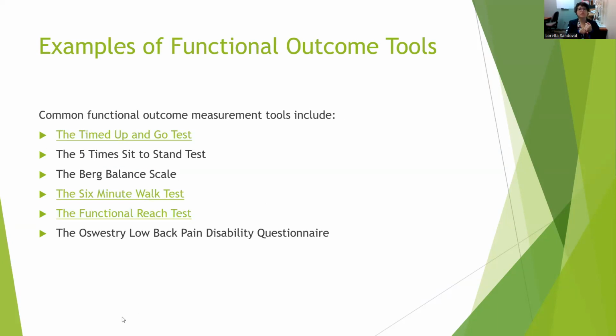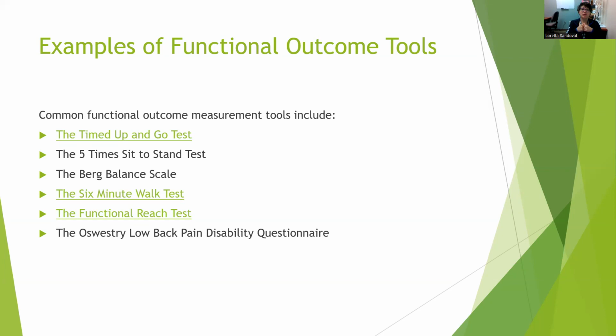So some examples of functional outcome tools include the timed up and go test, 5-time sit to stand test, Berg balance scale that I was just talking about, 6-minute walk test, functional reach test, the Oswestry low back pain disability questionnaire. So the first 5 that I listed there are tests, measurements that we take in the clinic. The last one is a subjective questionnaire where the patient is reporting their function.